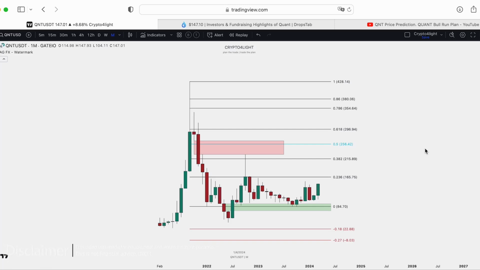Today we'd like to show you the updates for QNT, Quant, USDT trading pair with my custom indicator set. Let's dive in.